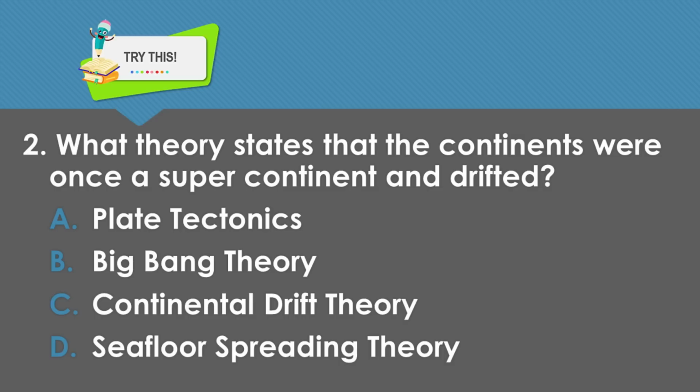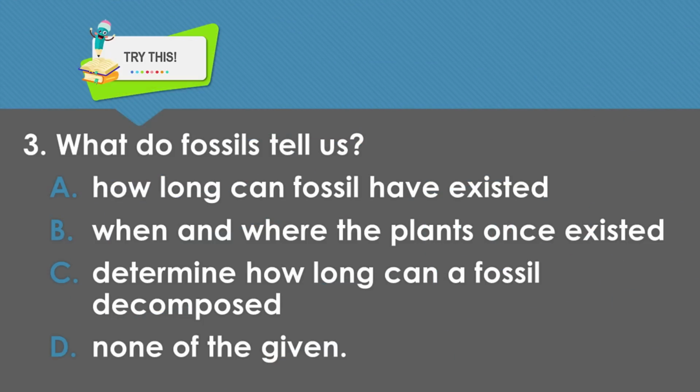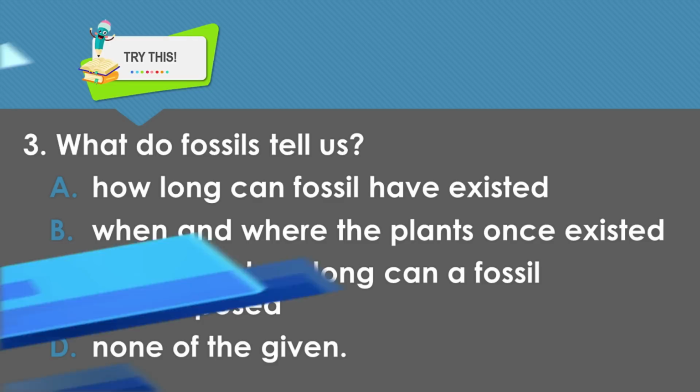2. What theory states that the continents were once a supercontinent and drifted? A. Plate tectonics. B. Big Bang theory. C. Continental Drift Theory. D. Seafloor Spreading Theory. 3. What do fossils tell us? A. How long can fossil have existed? B. When and where the plants once existed? C. Determine how long can a fossil decompose? D. None of the given.